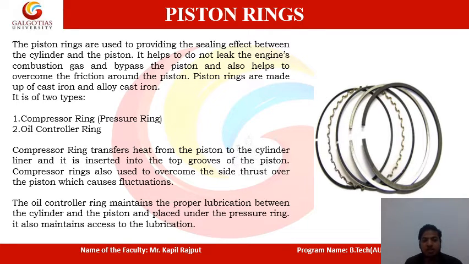Whereas the other type of ring, also known as the oil control ring, maintains the proper lubrication between the cylinder and the piston. That's why it is known as the oil control ring, and it is placed under the pressure ring. It also maintains access to the lubrication. So two kinds of rings are used: in the top grooves the compression rings and in the bottom grooves the oil control rings are there. Compression rings are also known as pressure rings.